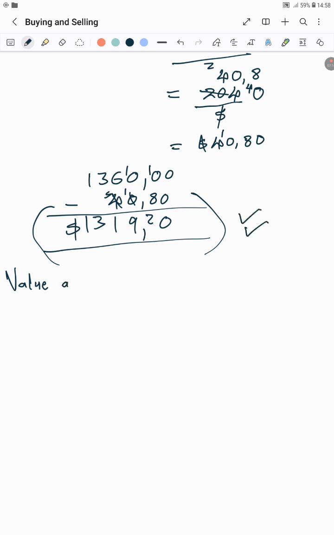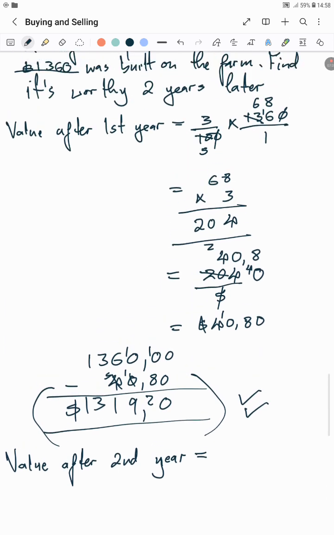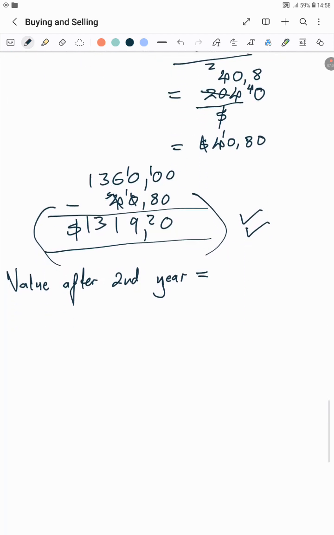So value after second year. Here we can calculate this one differently than the first one, because the first one we found 3% first and then we subtract it, but this one you can just find 97%, because if you find 97%, it means you have already subtracted the 3%, which is the depreciation per year. So you're finding 97% of this.